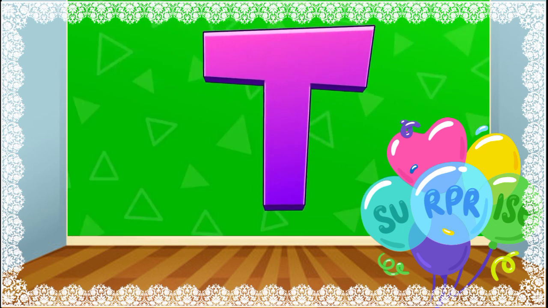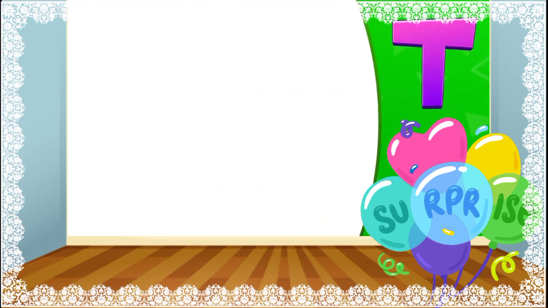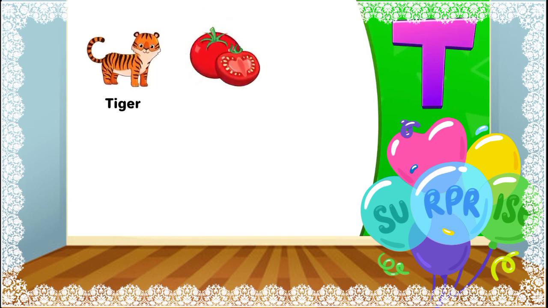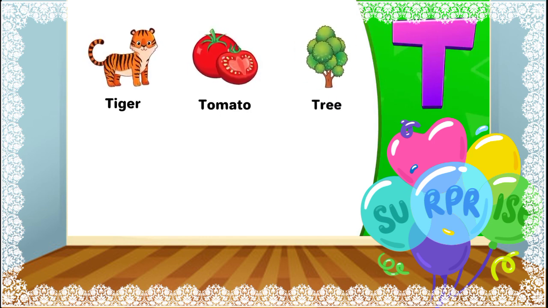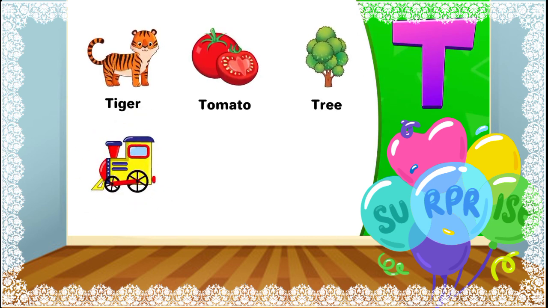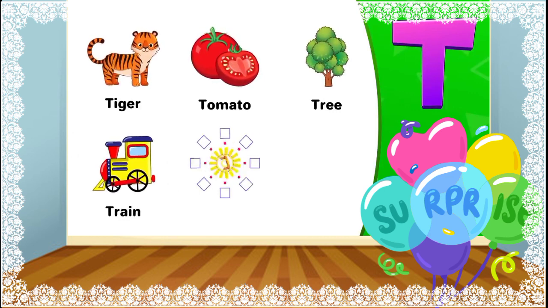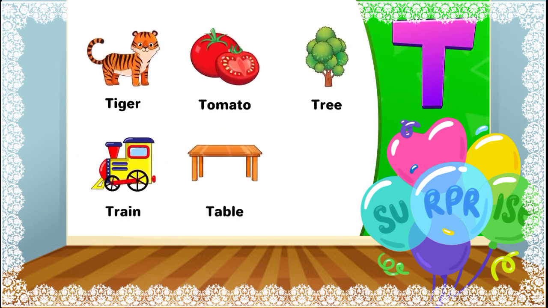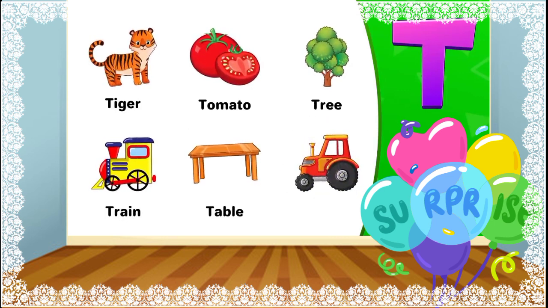T. T is for tiger. T is for tomato. T is for tree. T is for train. T is for table. T is for tractor.